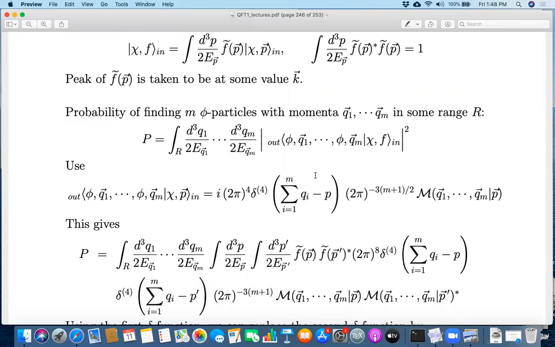Then you have two factors of this. So I times minus I, of course, gives you 1, so this doesn't do anything. You have two factors of this, which I have written as 2 pi to the 8, and then one delta function, sum over Qi minus p, and another delta function, sum over Qi minus p prime. p and p prime are the momentum labels for these f tilde and f tilde star. Then you have the square of this, so 2 pi to the minus 3 times m plus 1, and then you have M of q1 to qm, p and its complex conjugate, with p replaced by p prime.